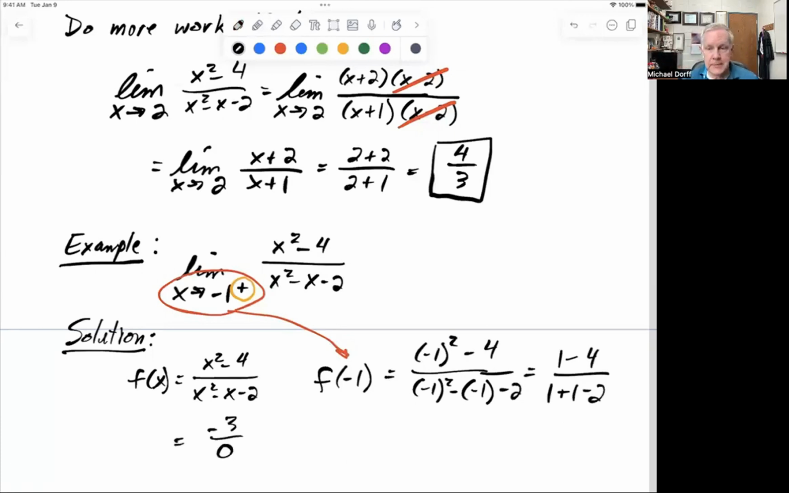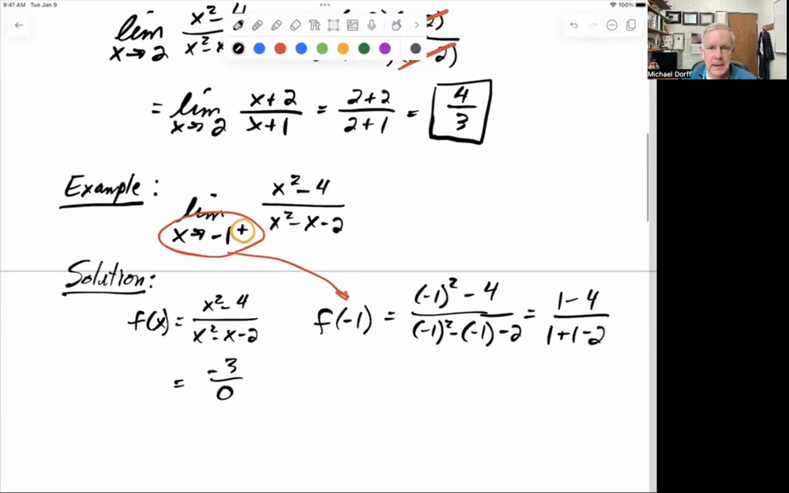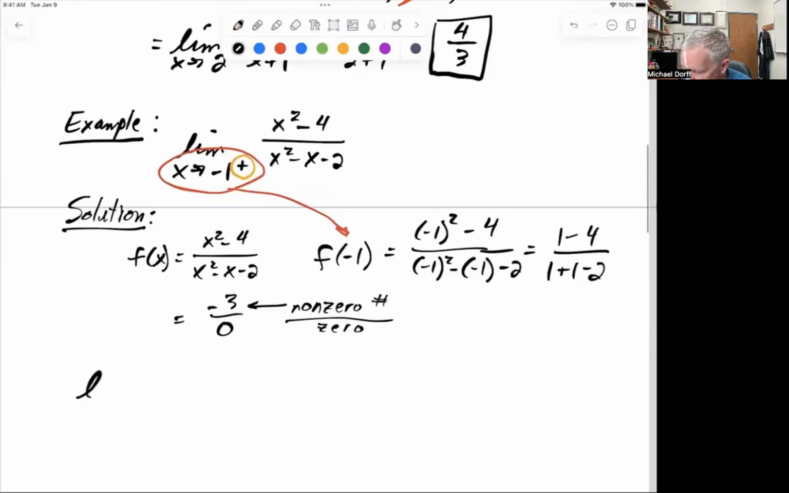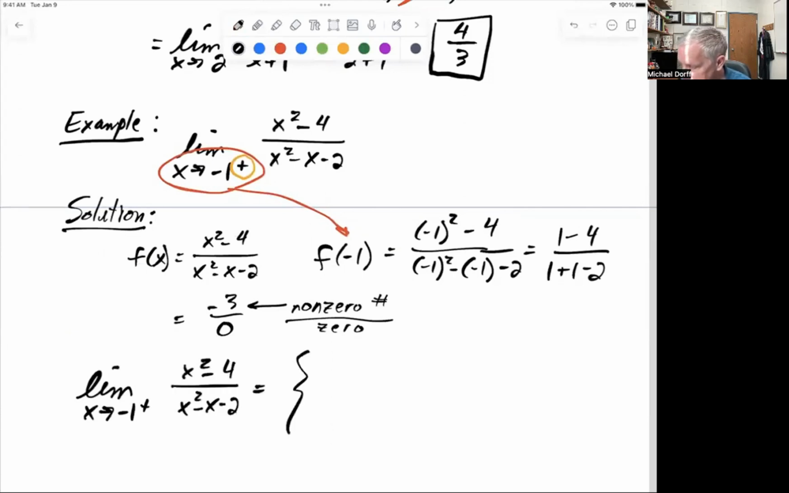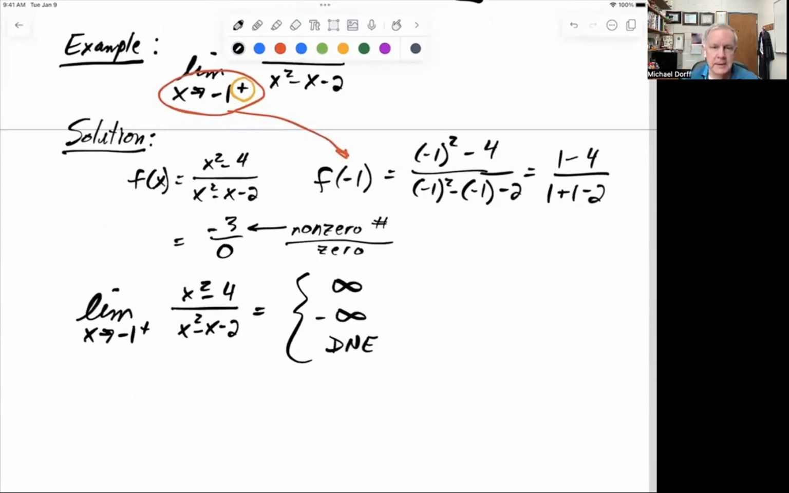Is this an indeterminate form? No, it's not. It's not 0 over 0. It's a non-zero number over 0. From last time, we discussed that in this case, my limit has been reduced to 3 possible answers. It could either be positive infinity, negative infinity, or does not exist. And how do I determine which one it is? Well, I need to look at the sign of the numerator and the denominator of the function.